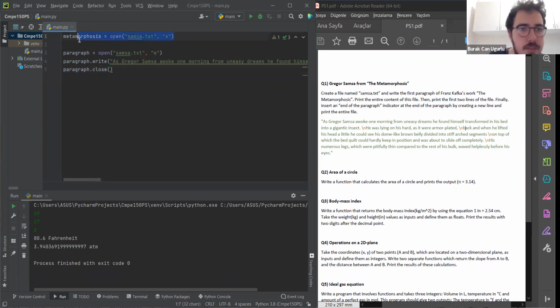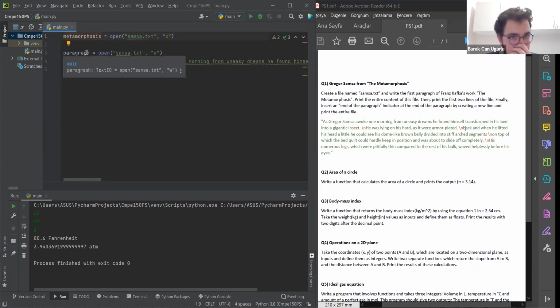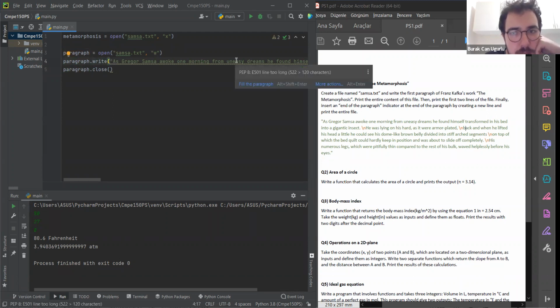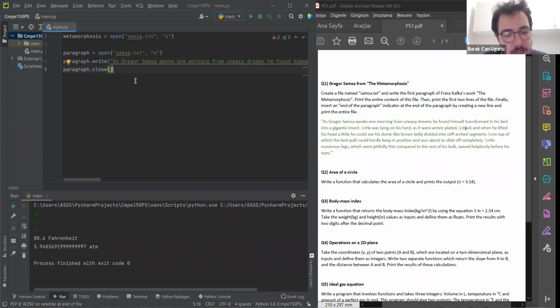So what we have done, we have created the file as a variable named metamorphosis, and we assigned it to this, and then we obtained the samsa text file as paragraph, and the paragraph variable, this is the name of the file, is called with the write function by file processing, and this first paragraph of the Metamorphosis is written to the file samsa.txt, and then the paragraph is closed.